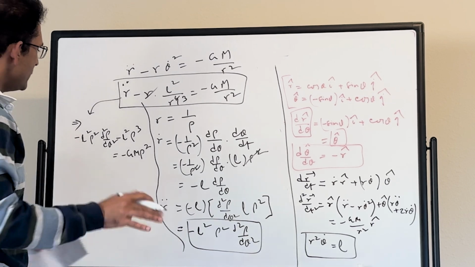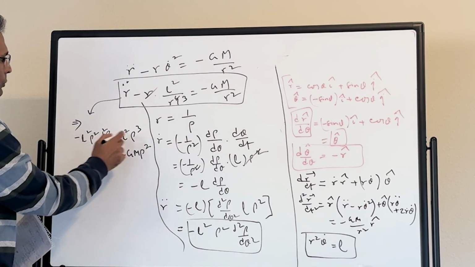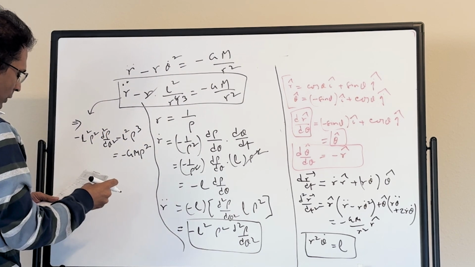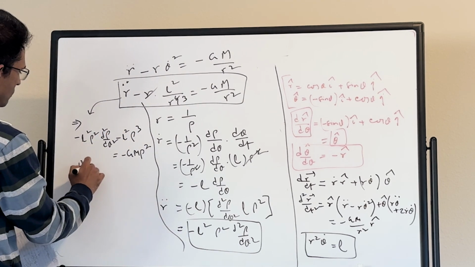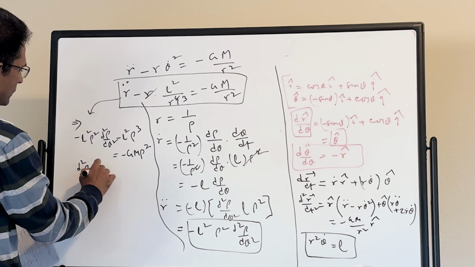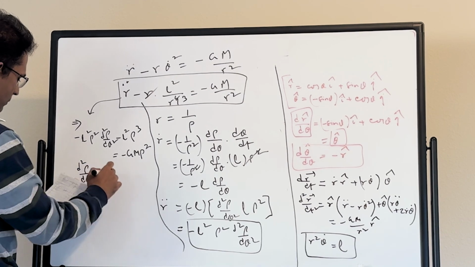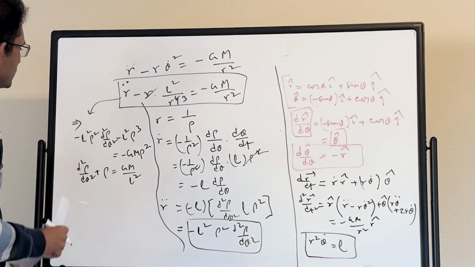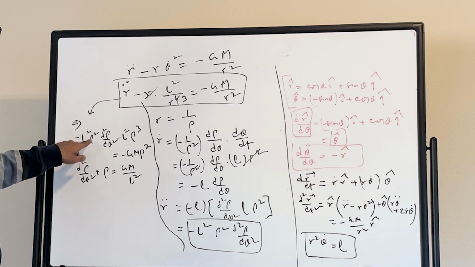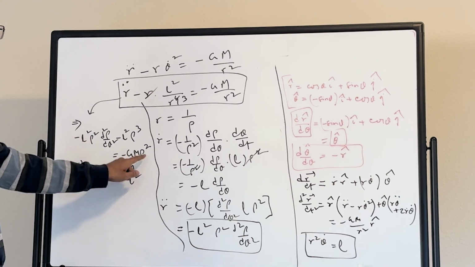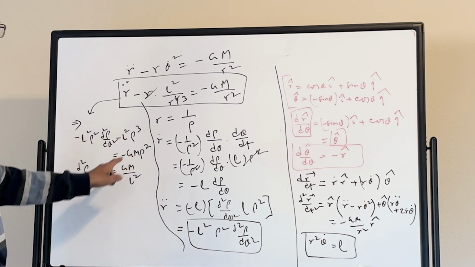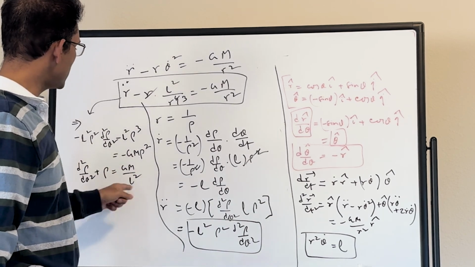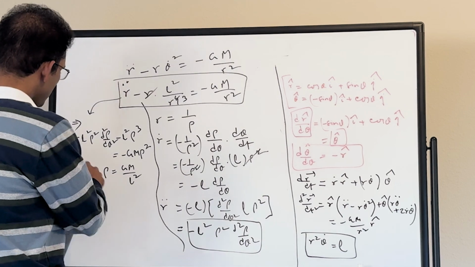And then divide both sides by L squared rho squared, because you'll see a lot of rho squared will cancel out. If you do that, you're going to get this expression: d2 rho d theta squared, plus rho, is equal to GM over L squared. Just that. You can cancel out rho squared, and this one will give you just one rho term from here, and you're also dividing both sides by L squared, so this is your equation.